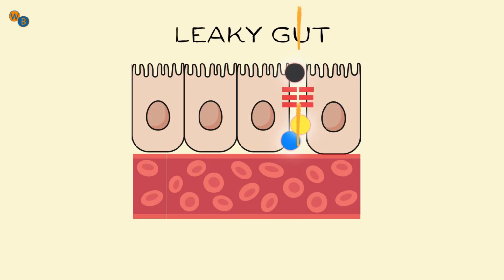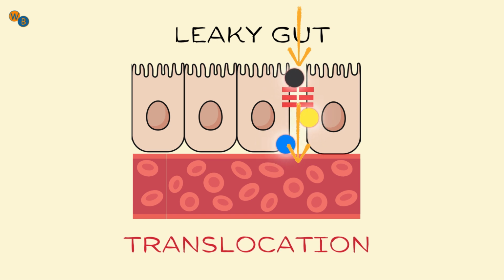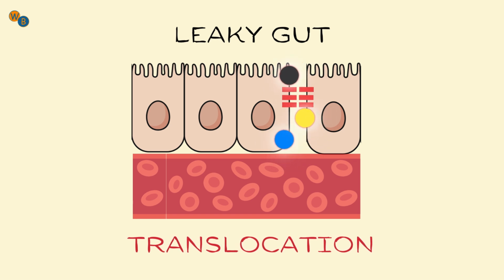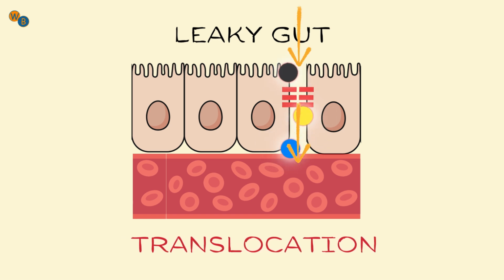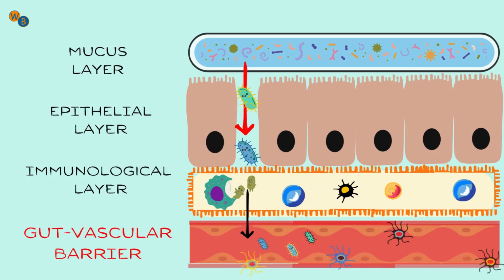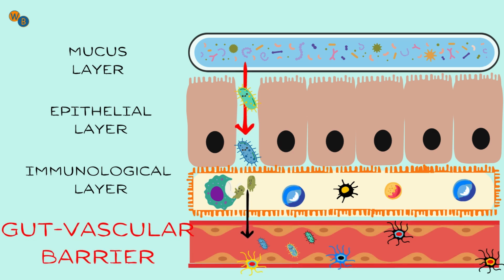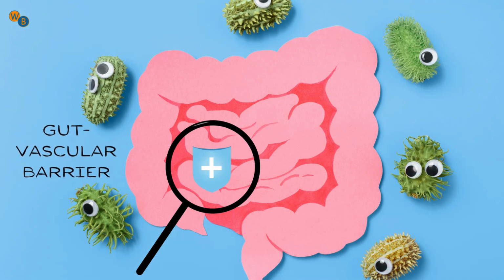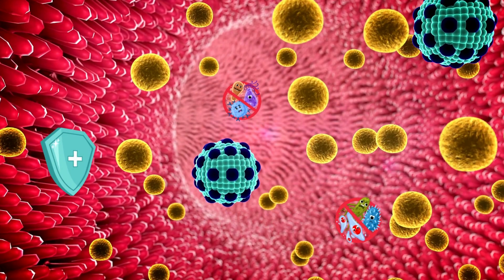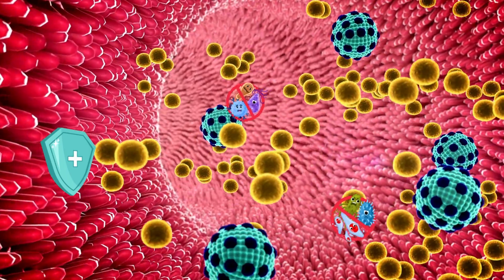You may recall we mentioned briefly the translocation of bacteria in another video, induced by increased intestinal permeability, or leaky gut, in short. The gut-vascular barrier has an important role in this, serving as the innermost and potentially the most important line of defense against the migration of intestinal toxins into the systemic circulation.